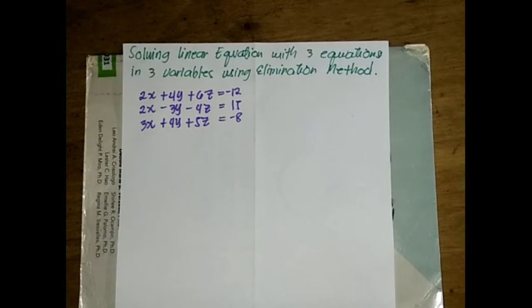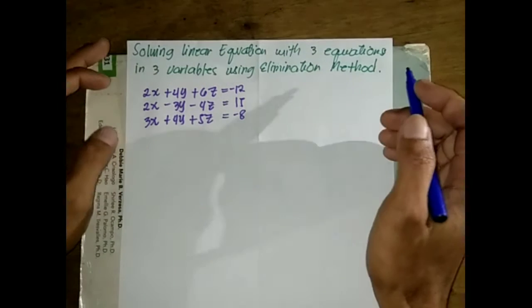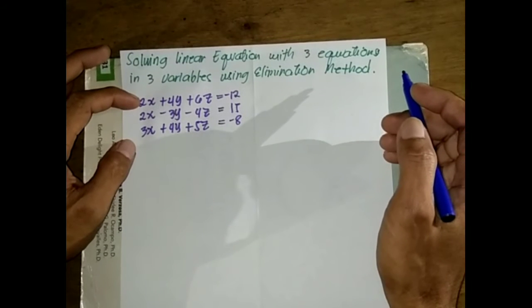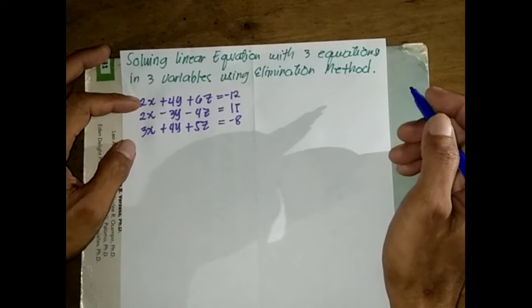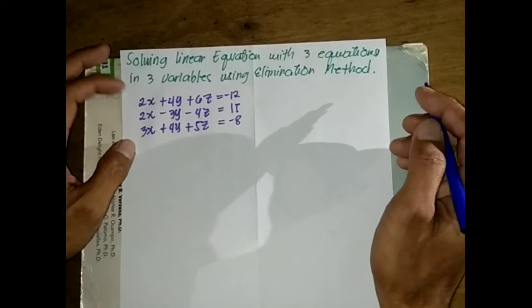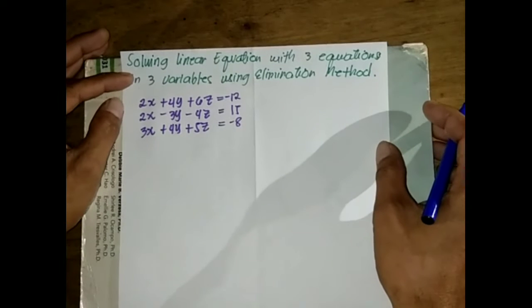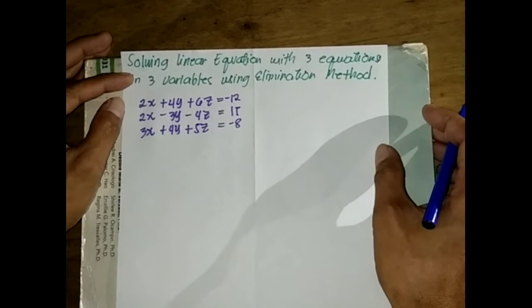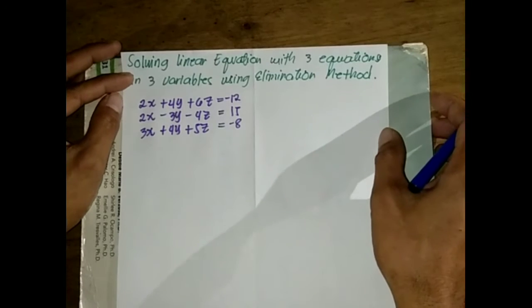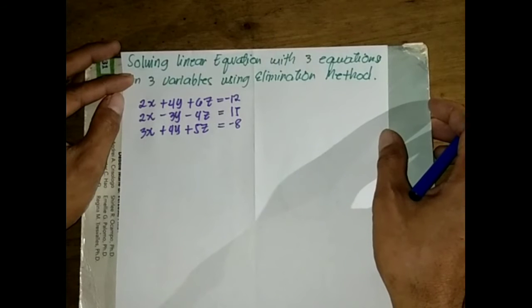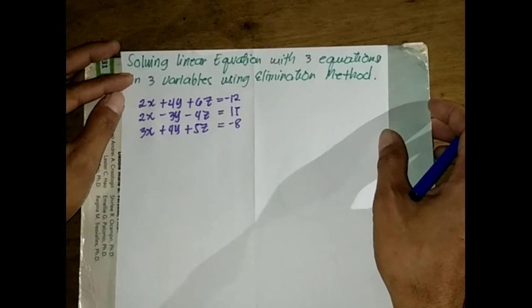Okay, for today's video, I'll show you how to solve linear equations with 3 equations and 3 variables using the elimination method. So, meron tayo ditong given, which is 2x plus 4y plus 6z equals negative 12 as first equation. Then second equation is 2x minus 3y minus 4z equals 15, 3x plus 4y plus 5z equals negative 18.